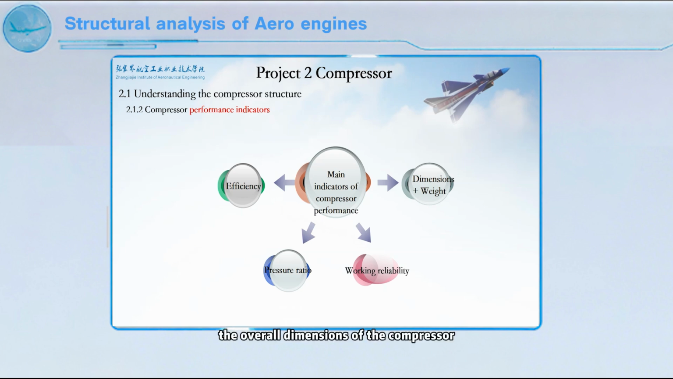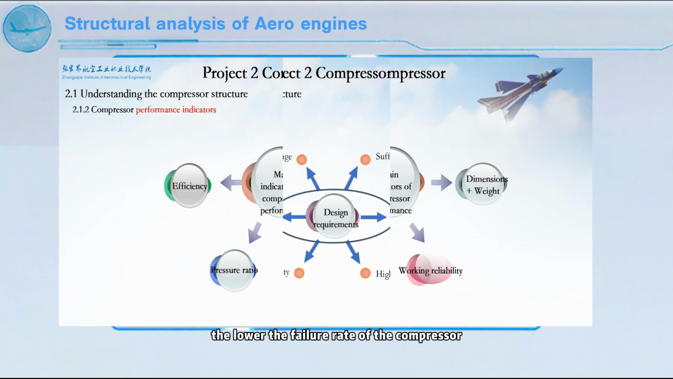The overall dimensions of the compressor represent the mass flow of air flowing through the engine per unit area, so it is also one of the important indicators of the compressor. As for the working reliability of the compressor, we certainly hope that it is as reliable as possible. The greater the reliability, the lower the failure rate of the compressor.